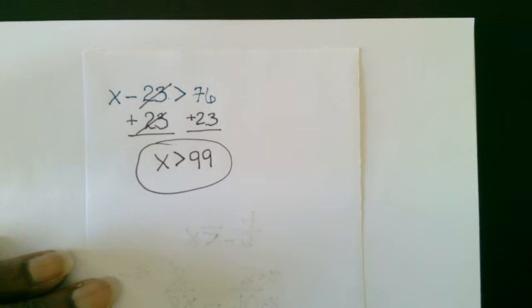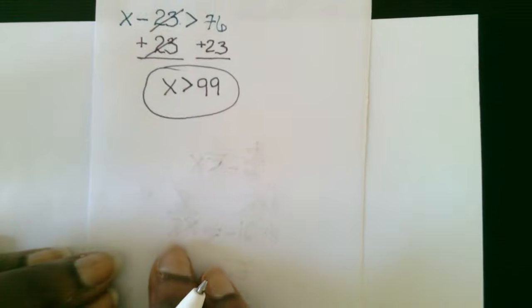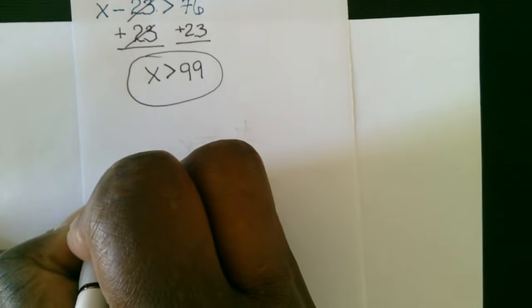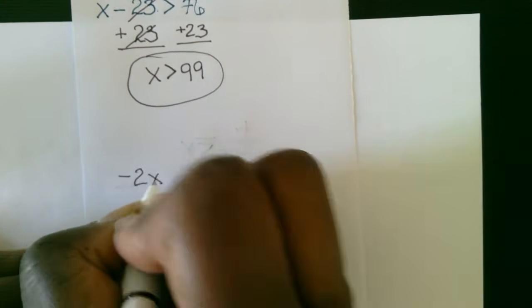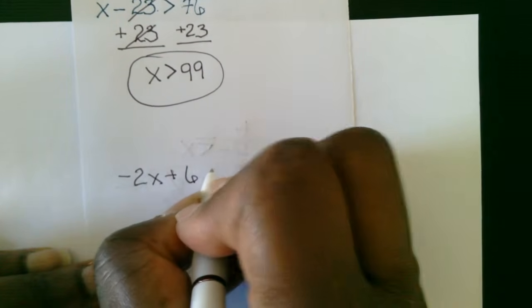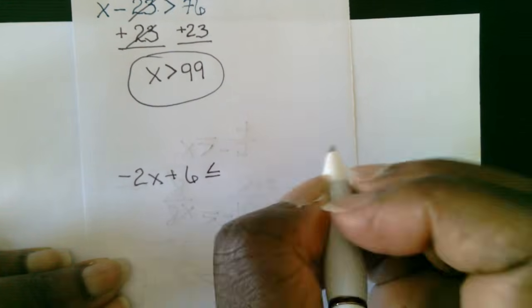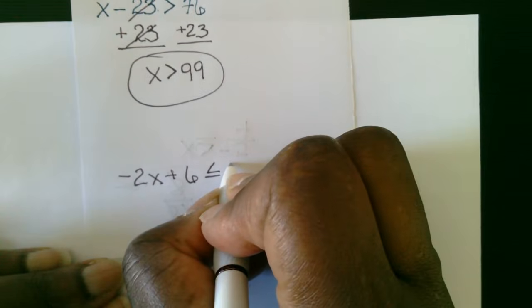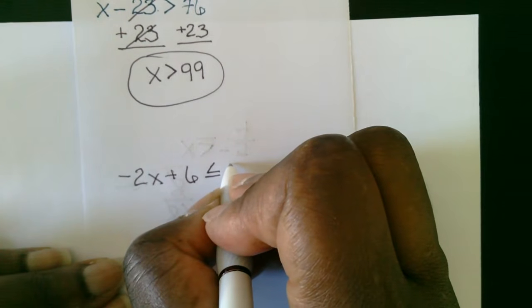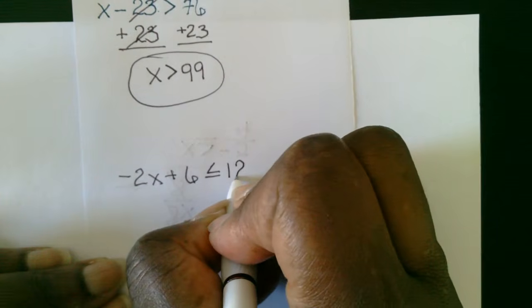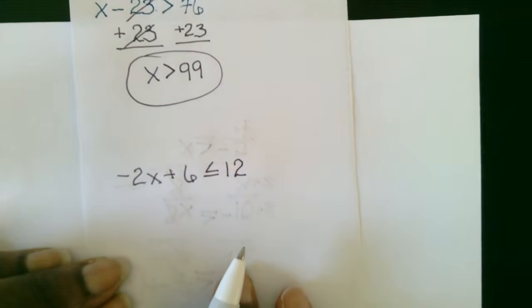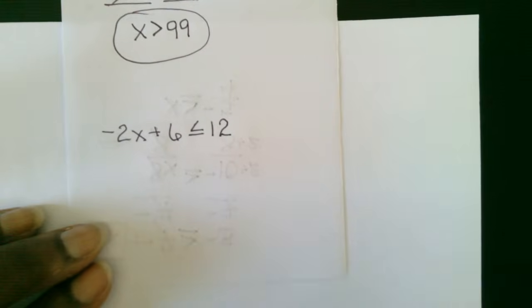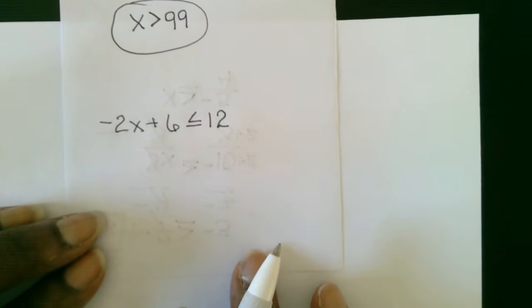Alright, do you see it? Okay, you only change direction if you had a negative inequality. So let me show you. If I said negative 2x plus 6 is less than or equal to, I don't know, 12? Why not? We'll make it that. Alright, so just throwing this out here so you can see it.